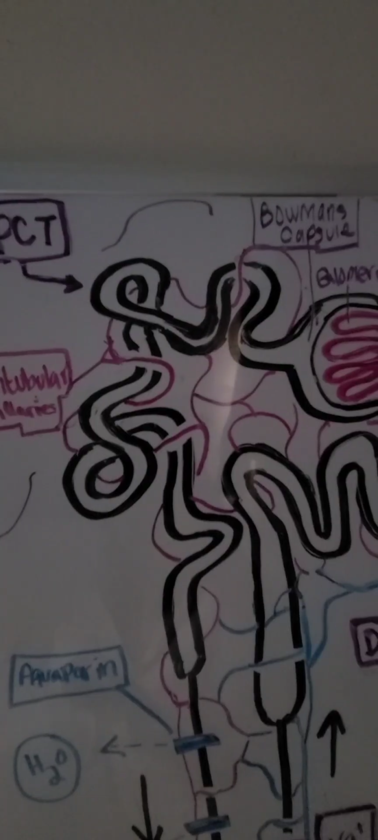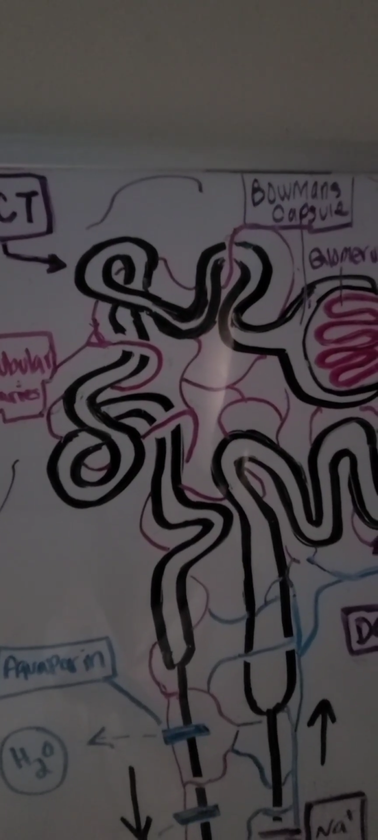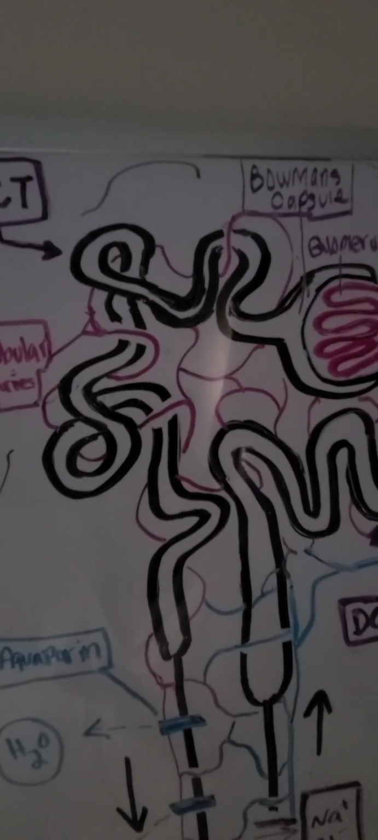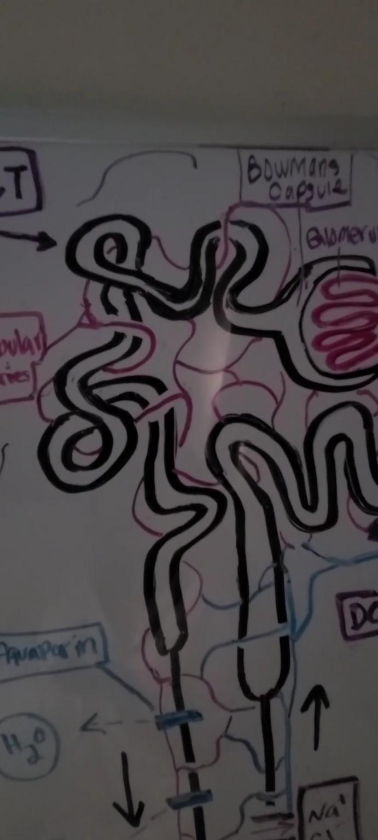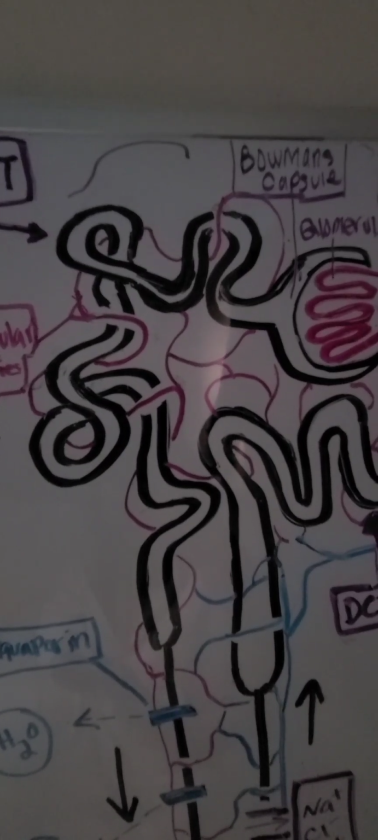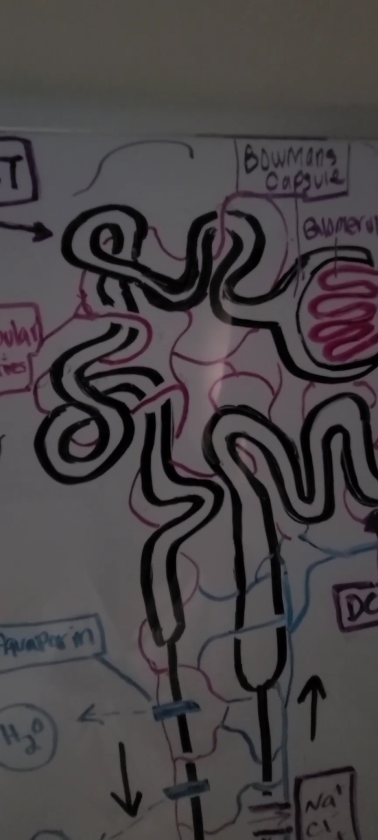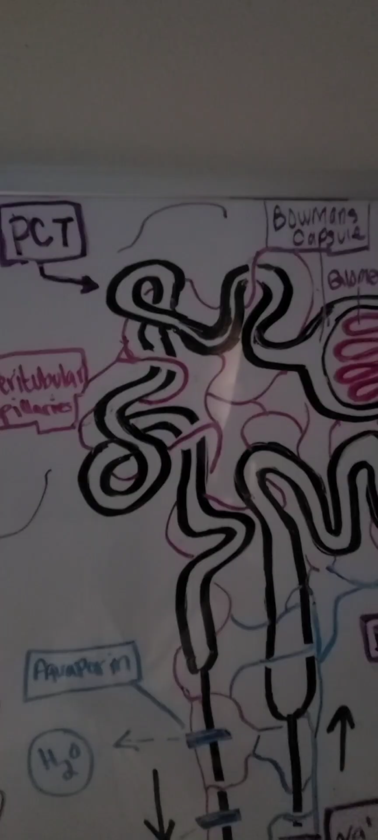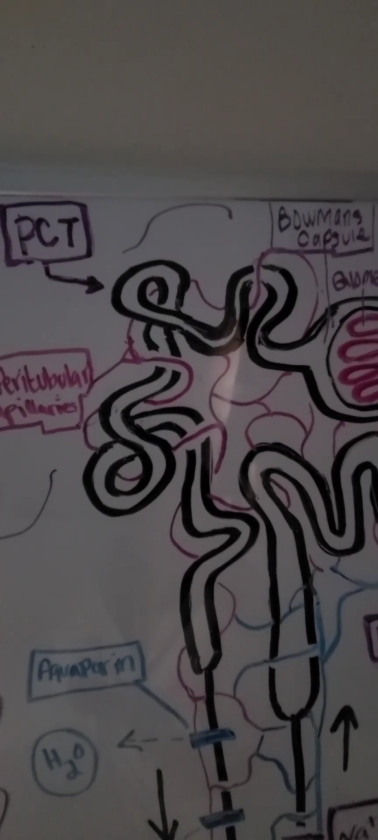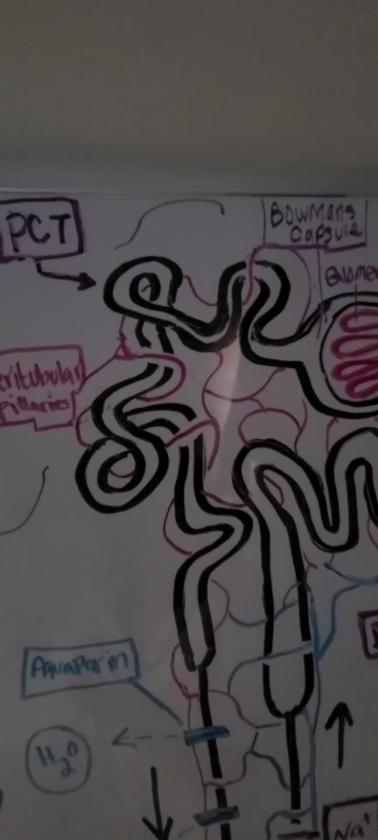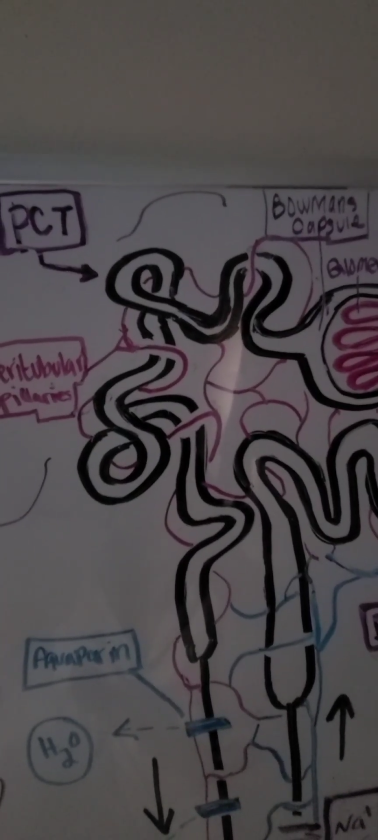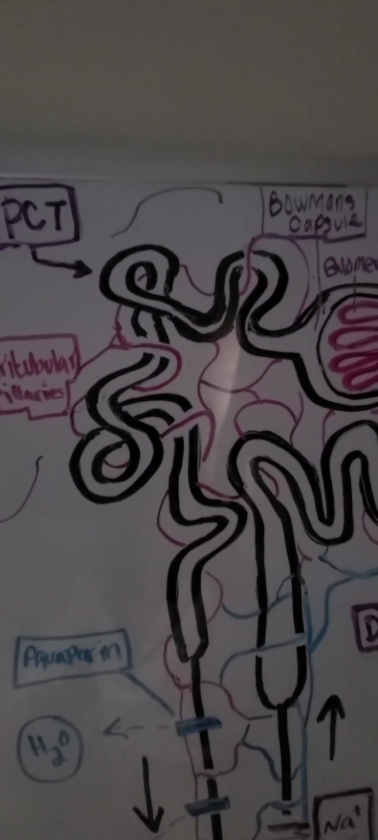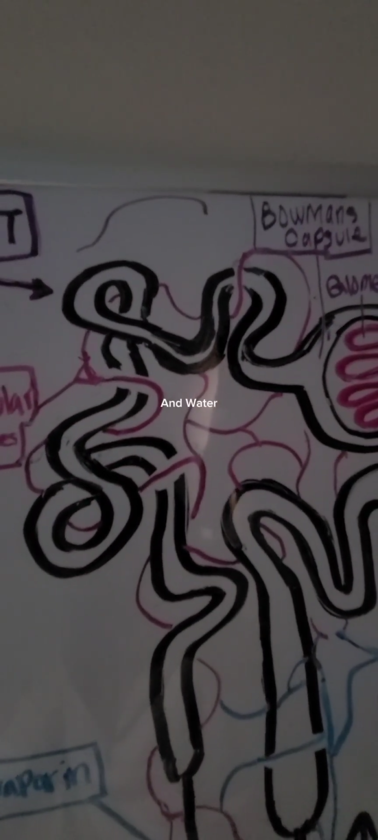The solutes that the PCT will be reabsorbing are sodium, glucose, amino acids, and other ions. And also water will follow passively by osmosis, because water does follow salts or solutes, and these will be reabsorbed into the bloodstream. If you could see these peritubular capillaries, that's where those solutes will be reabsorbed.